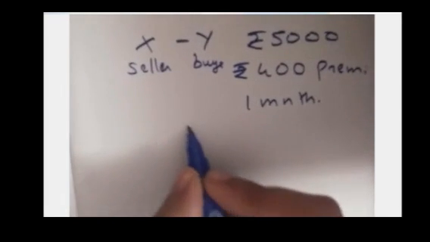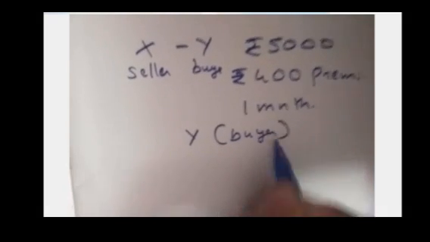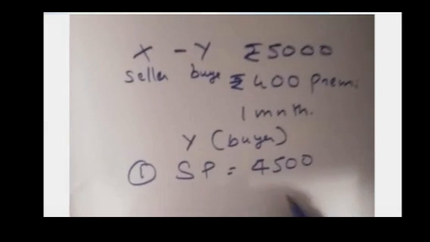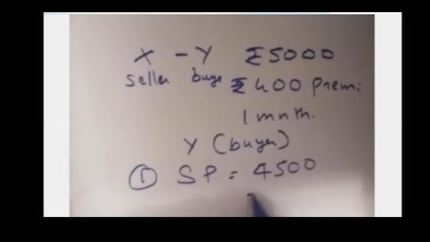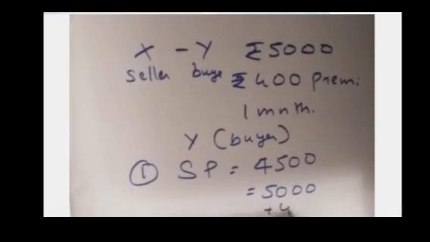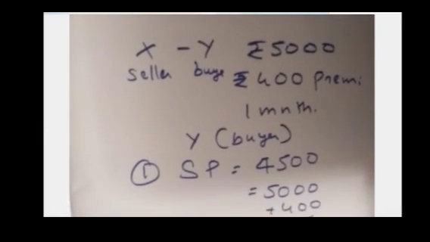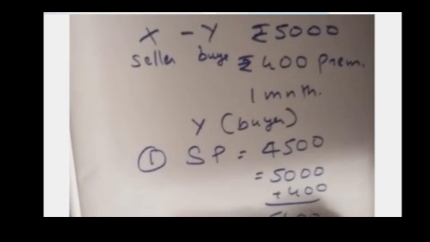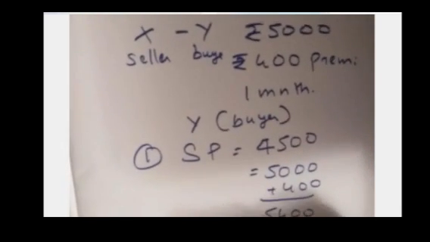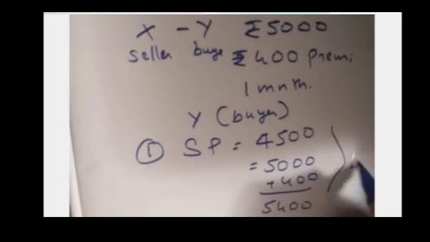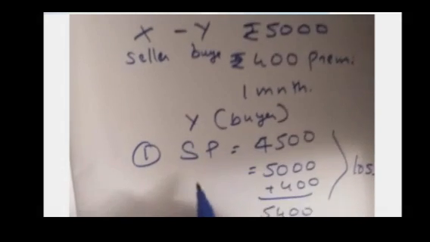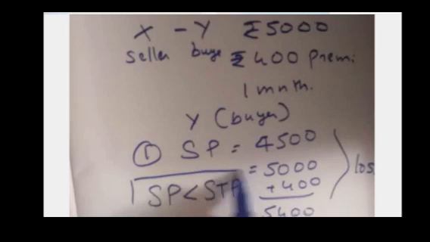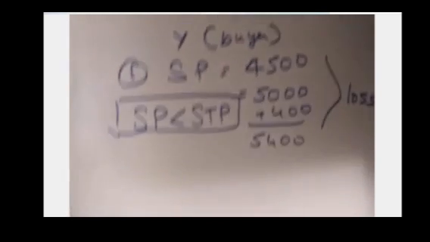First we can see the case of Y, that is the buyer. In the first scenario, the spot price, that is the current market price, is 4,500. The strike price is rupees 5,000, plus he also paid a premium of 400, which means 5,400. So for a share which is costing 4,500, he has to pay 5,400. Will Y exercise that option? He will never exercise that option because it is a case of clear loss. So Y won't exercise the option when spot price is less than strike price. That is the first condition.